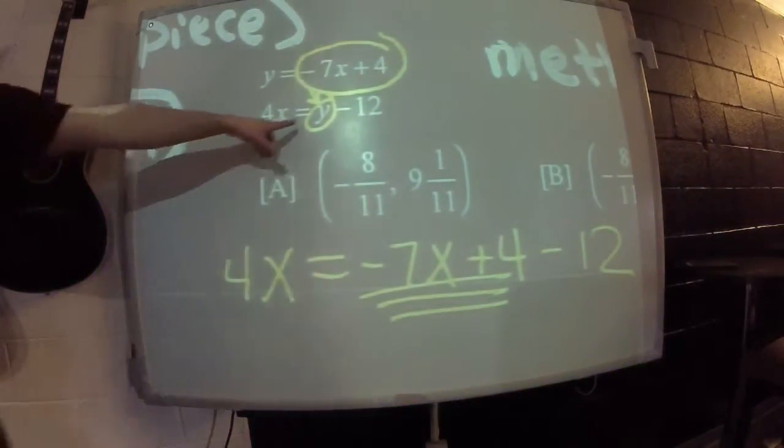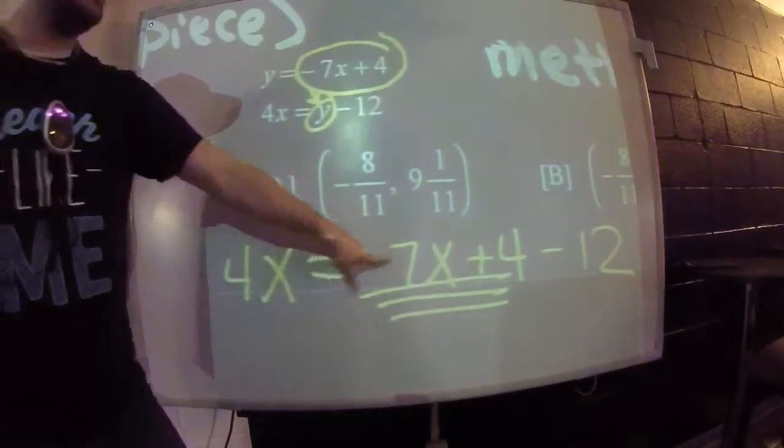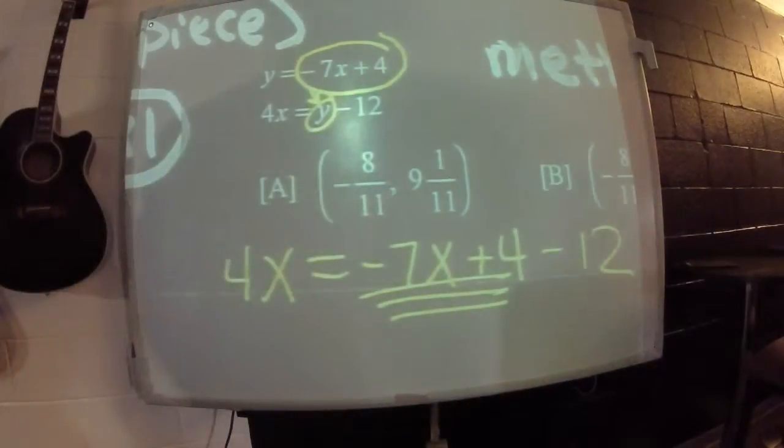So instead of 4x equals y, it's 4x equals negative 7x plus 4 minus 12.